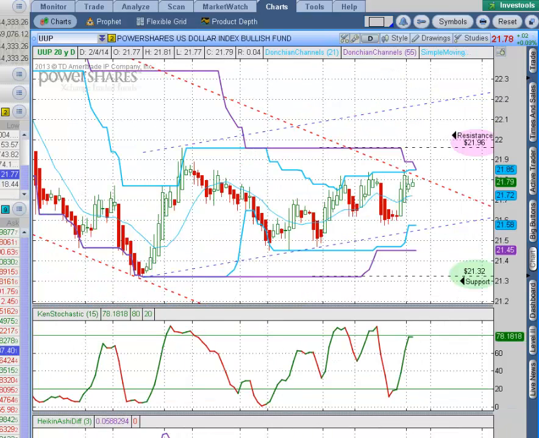The US dollar was up slightly, but it remains in the downtrend channel. The US dollar has not chosen a direction yet. Support is at 21.32 as seen by the green oval, and resistance is at 21.96 as seen by the pink oval.